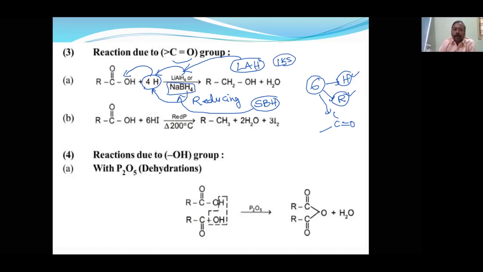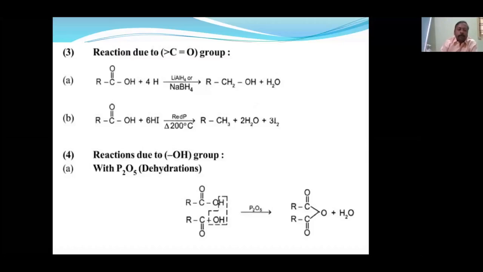So LAH means lithium aluminium hydride. SBH means sodium borohydride. So what are they converting to? Alcohol. Very simple reaction. Red phosphorus with hydrogen iodide, this is my favorite reducing agent. It will convert anybody, nobody can escape from it. All are converted into alkanes. Is that clear to all of you? So I will give you a simple question based on this. Just wait.